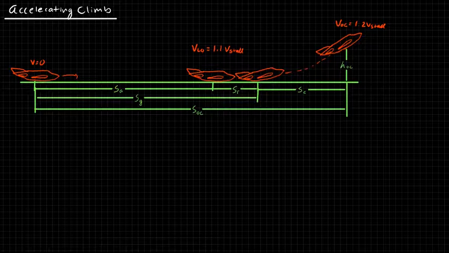Well, now that we're familiar with what balanced field length is, and we're familiar with some of the nomenclature that we're using, let's talk a little bit about the accelerated climb phase. In order to find out what the balanced field length is, or the FAR takeoff distance is, we have to be able to calculate the distance traveled in an accelerated climb. And in order to do that, we have to understand what's going on with the aircraft during this phase.